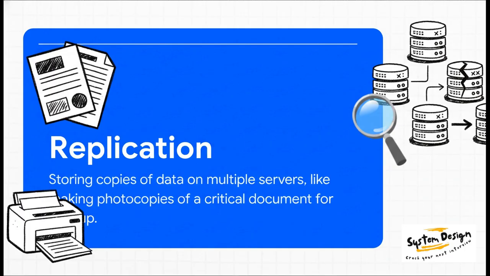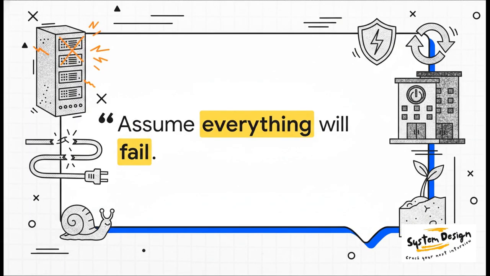You'd make a few photocopies and keep them in different places. In system design, you do the same thing. You store copies of your data on multiple servers. That way, if one server completely dies, the data isn't lost, and another one can just pick up the slack. This really all comes down to a core philosophy, a mantra that every good system architect lives by. You have to design your system with the assumption that everything, and I mean everything, will eventually fail. Servers will crash, networks will go down, data centers will lose power. The goal is to build a system that can handle it all without the user even noticing.